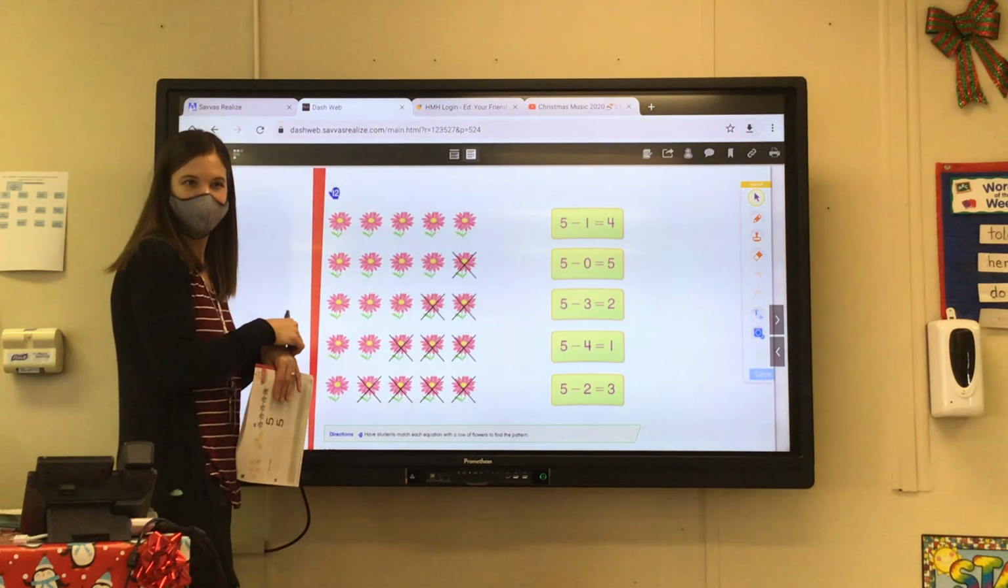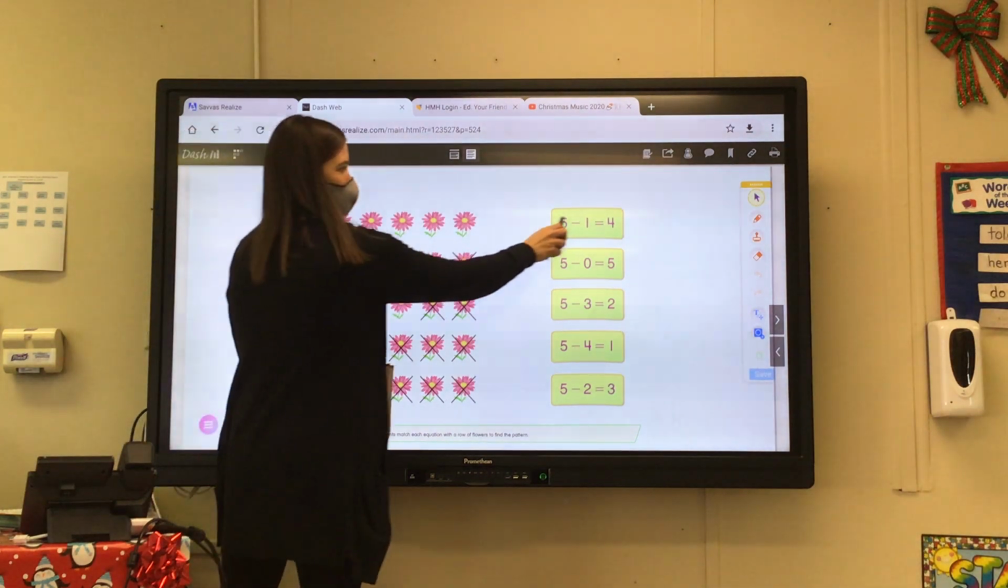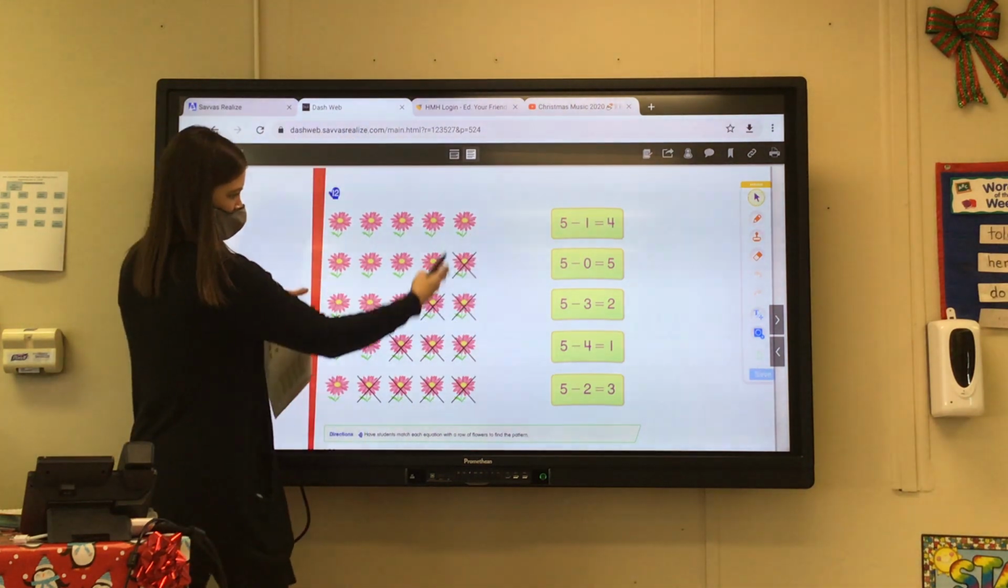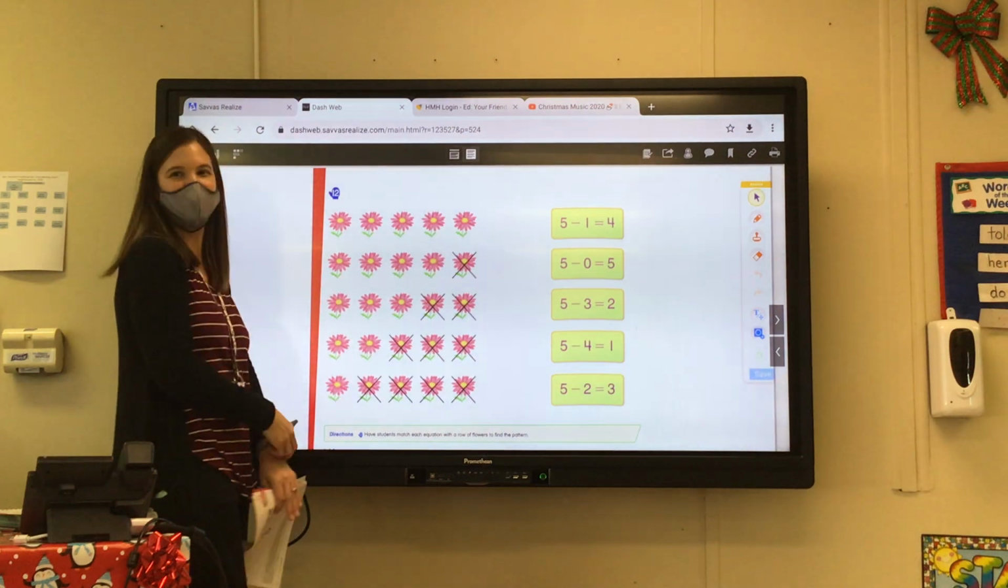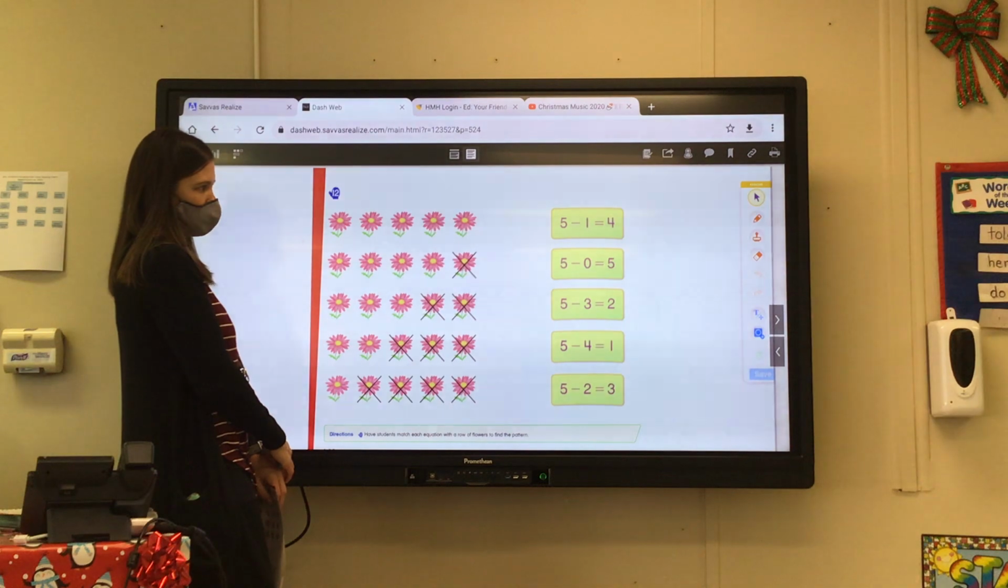5 take away 1 equals 4. Look at those flowers. 5 take away 1. How many are left? 4. Draw a line from there. I would work that way. Oh yeah, that's probably an easier way to do it. You know, I would look there. Okay.